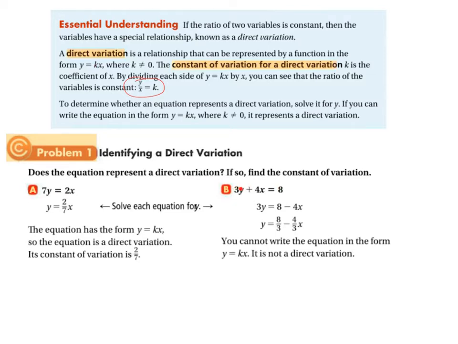Okay, now this one, if you tried to rewrite this, subtracting 4x from both sides, and then dividing everything by 3, you could see that it doesn't work in the form of y equals kx. We have this other number here. Okay, so that's not direct variation.